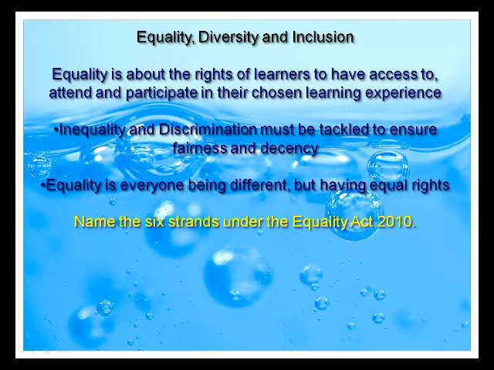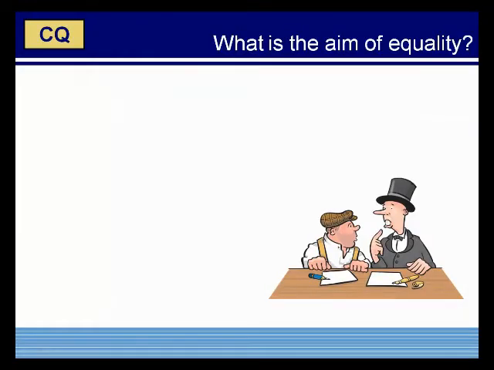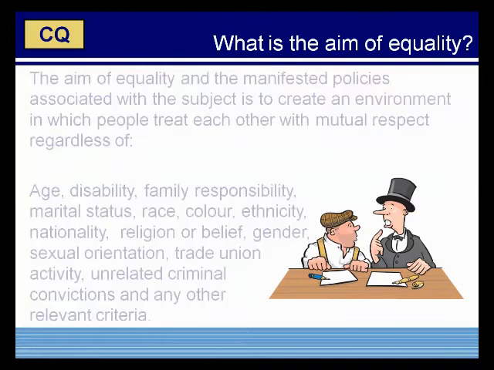And as a question, what do you think the 6 strands are under the Equality Act 2010? Well, they are age, disability, gender, race, religion and belief and sexual orientation, although that has been increased upon. What is the aim of equality?